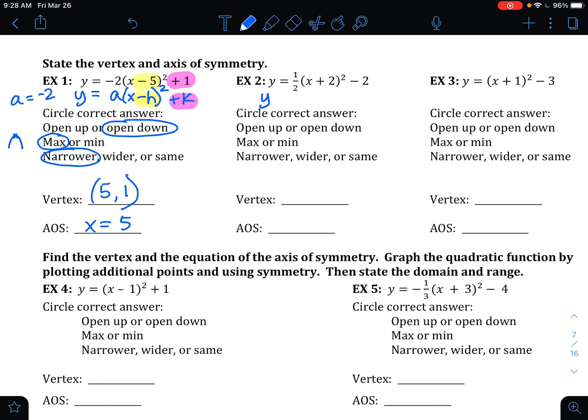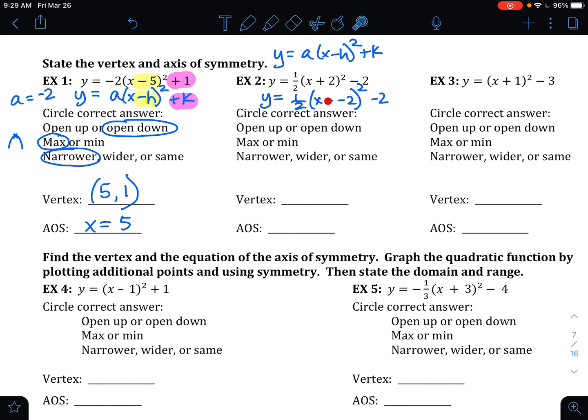Okay, number 2. I'm going to write the formula above here. So y equals a times x minus h squared plus k. So I want you to see this plus sign right here. So I'm going to rewrite the equation and make that say negative. So I'm going to rewrite it as 1/2 times x minus negative 2 squared minus 2.